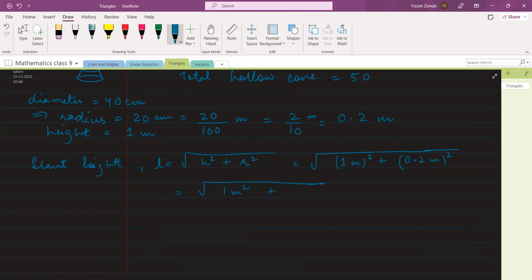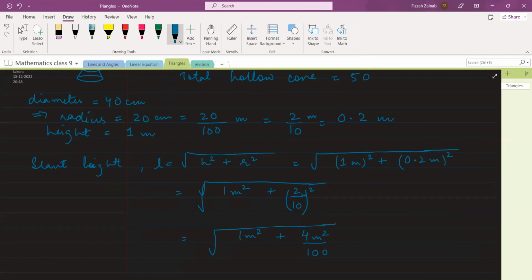Now if you want, you can remove the decimal and then multiply. You make it like this, and this you can write 2 upon 10 meter whole square. This way you can write it. So this will be 1 meter square plus 2 into 2, 4, so 4 meter square divided by 10 into 10 is 100. Is that clear?